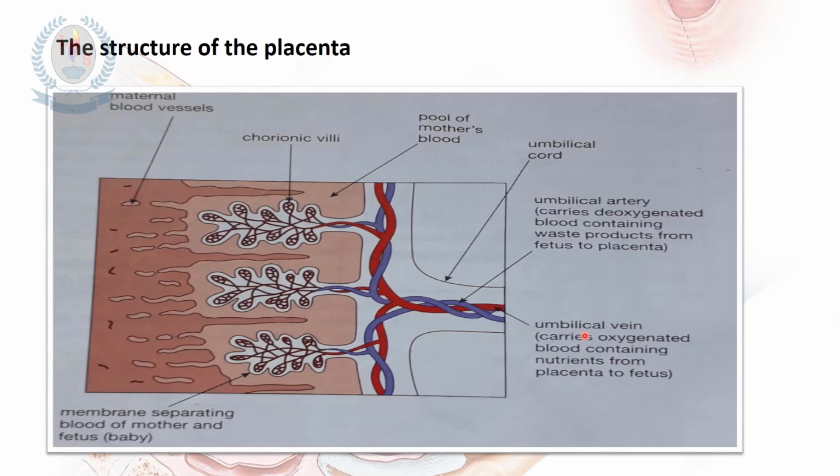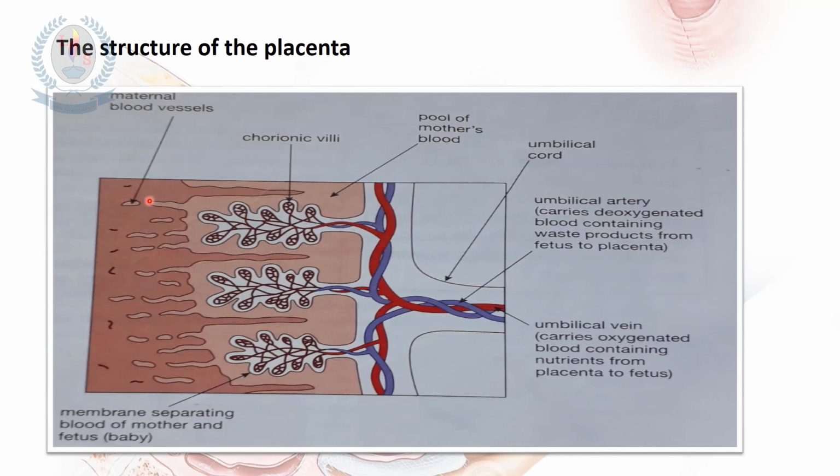Likewise, when the fetus needs to remove its waste products and carbon dioxide, as it doesn't have a well developed excretory system, it releases those waste products into the umbilical artery, which carries this deoxygenated blood containing waste products from the fetus to the placenta. Likewise, this exchange takes place.